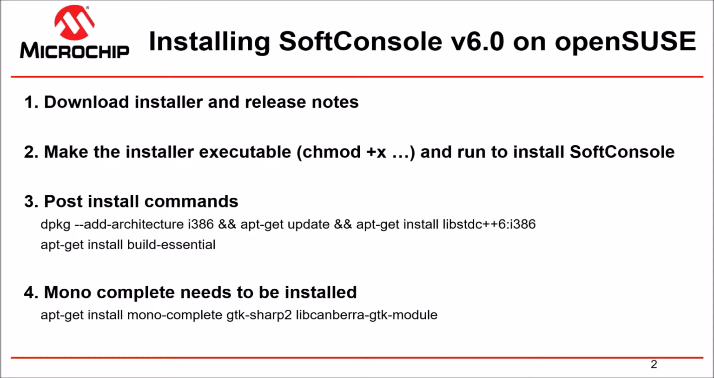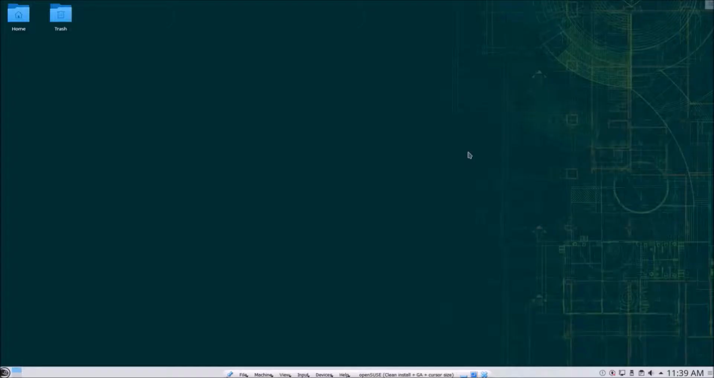Next, the installer has to be made executable and then run to install SoftConsole. After you've installed, there are several commands to run to add packages, and then the sources for Mono complete need to be added, and then the Mono complete package needs to be installed as well. So now let's have a look at actually doing this on openSUSE.